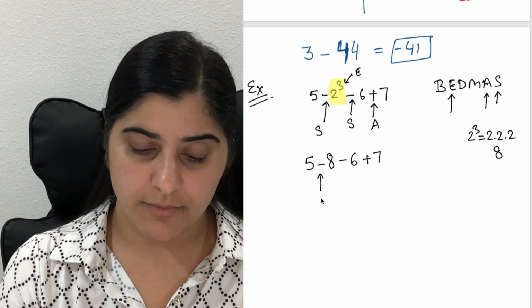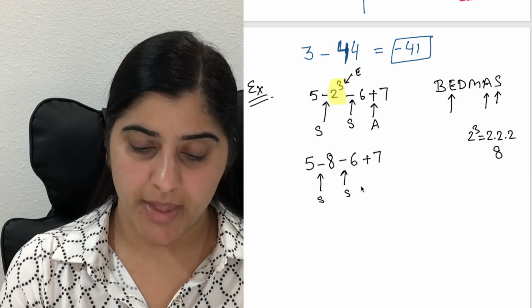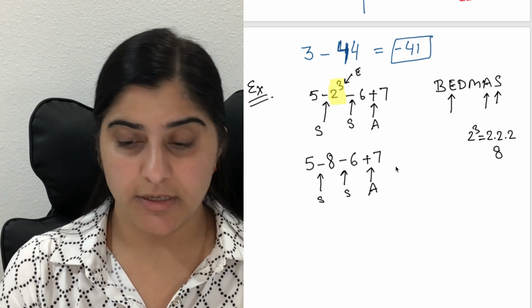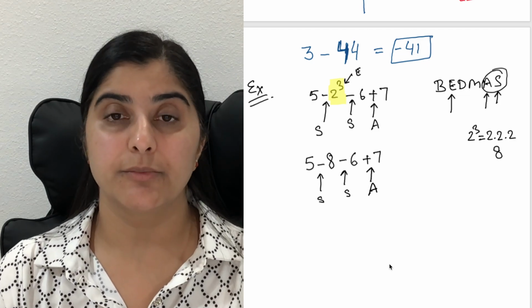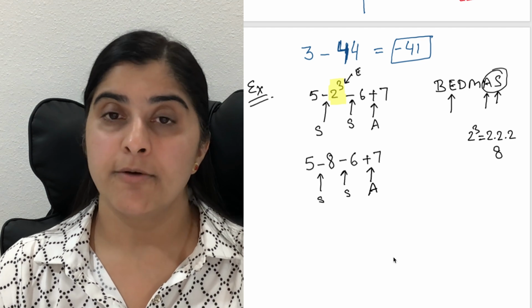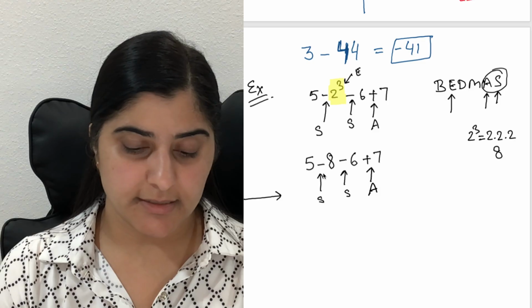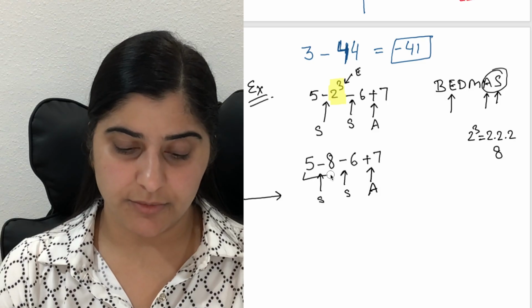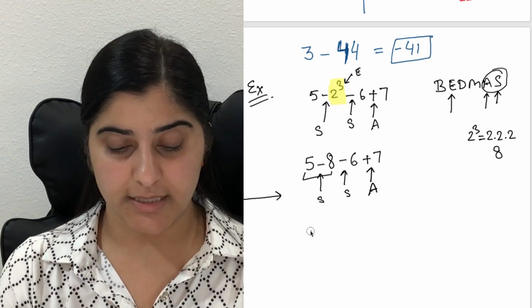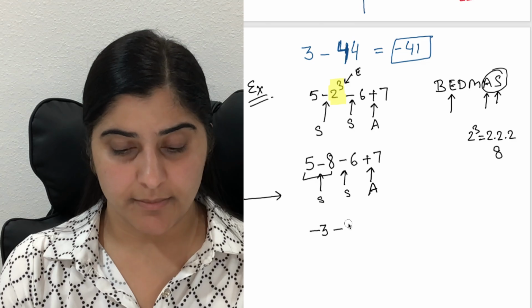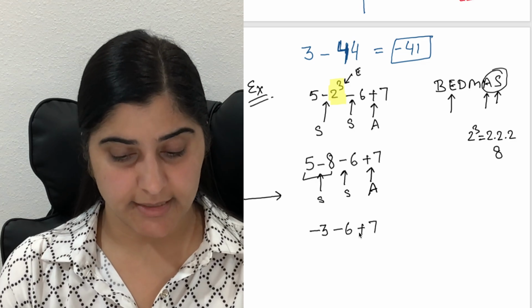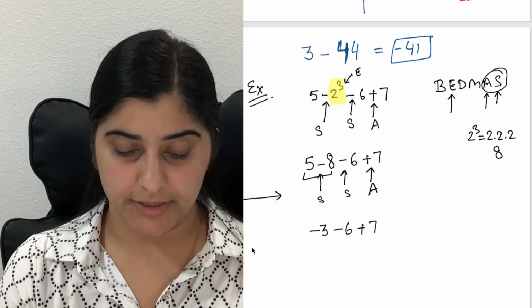Now we have only subtractions and addition, and as we learned, subtraction and addition have the same priority: first come first served from the left side. So this subtraction comes first, and we do the subtraction. 5 minus 8 is minus 3, then minus 6 plus 7 as it is. One time, do only one operation.